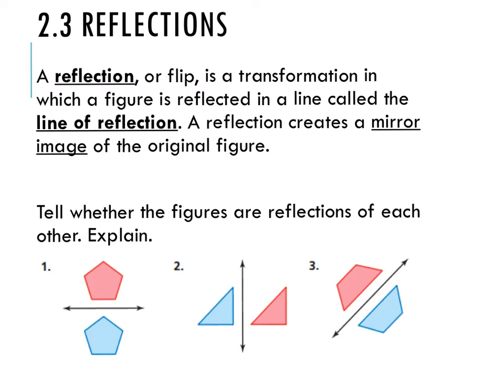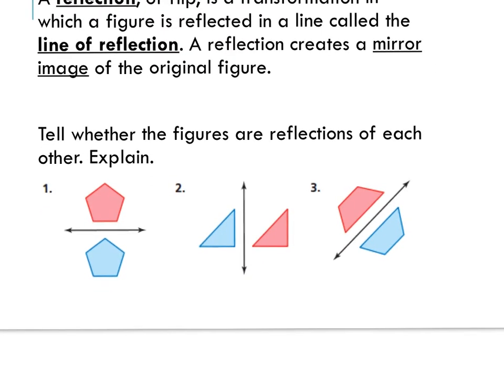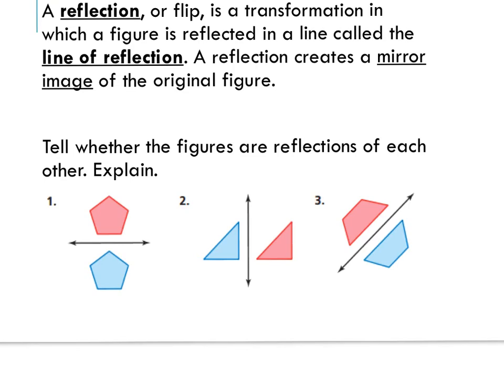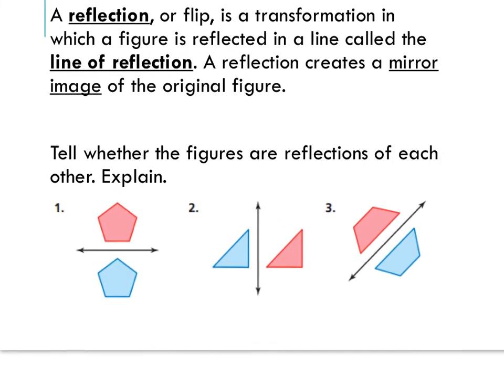The first thing that we're going to do is tell whether the figures are reflections of each other, and you need to explain why or why not. So if we're looking at number 1 here, we need to think about that definition, and we need to think about that mirror. So we're going to have that mirror right here. If we had this pentagon, which is a 5-sided figure, looking through the mirror, is this what they would see? Or is that a different type of transformation?